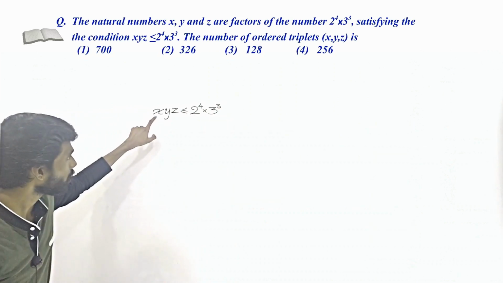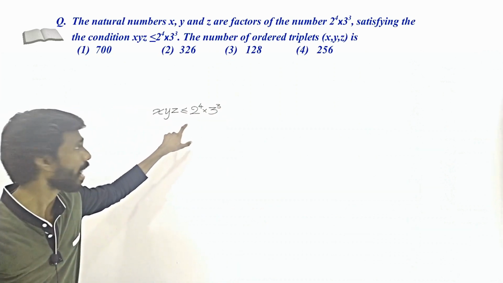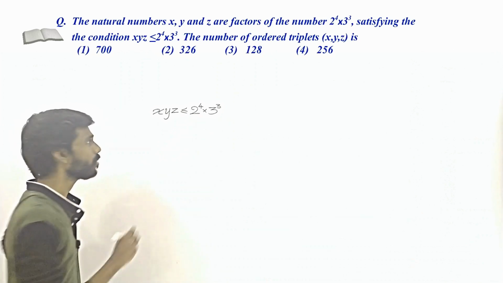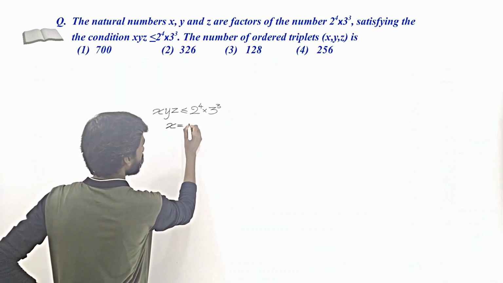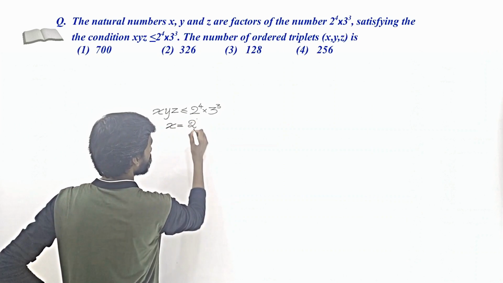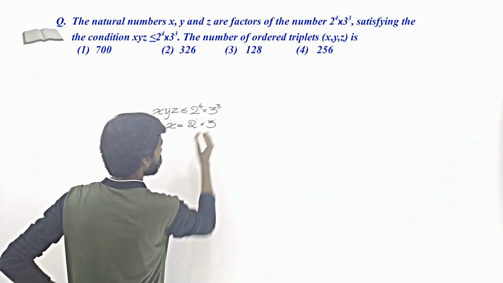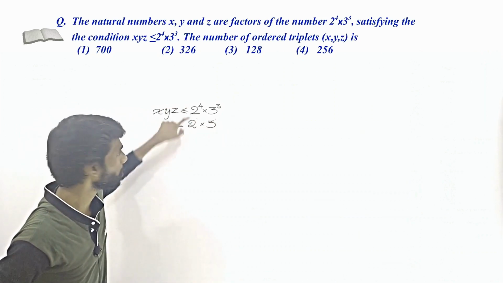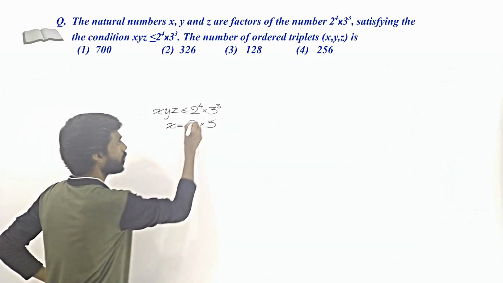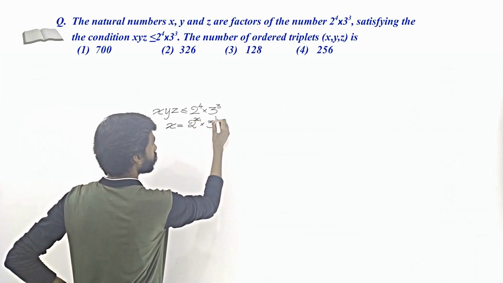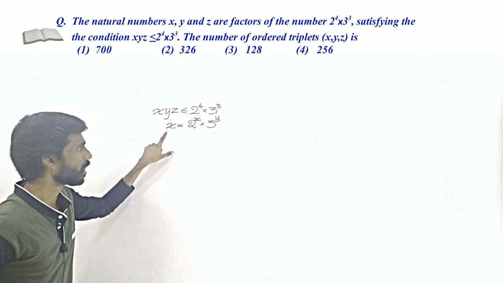Alright, and it is given that x, y and z are factors of this number. Like we have seen already, x is a factor of that number, so that must be of the form 2 to the power something multiplied by 3 to the power something, because any factor of this number will be of the same form. So this number, we take x1, so this is y1, so this is x.